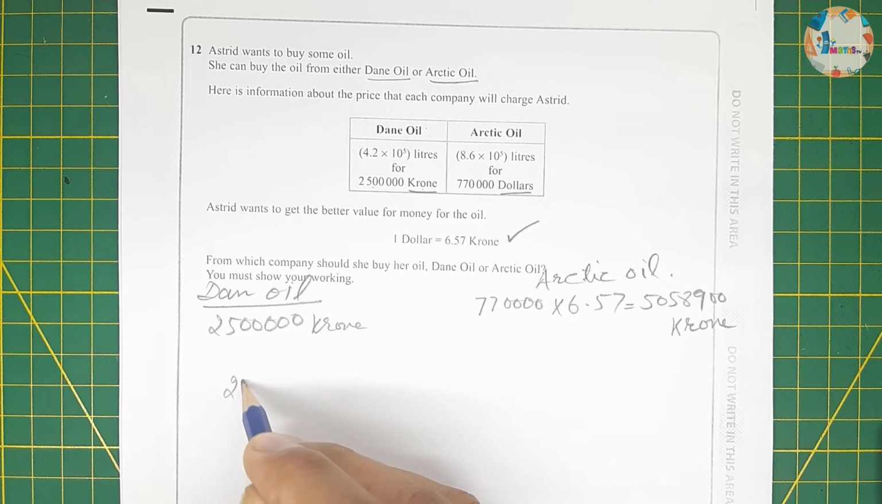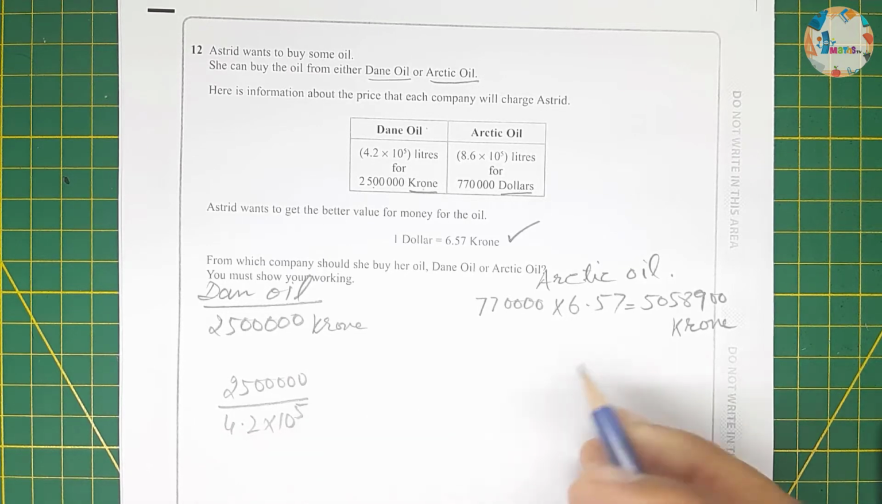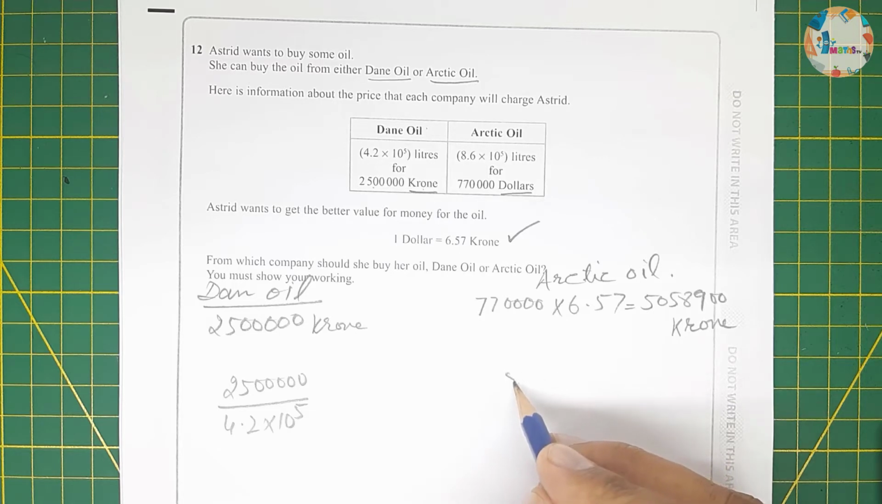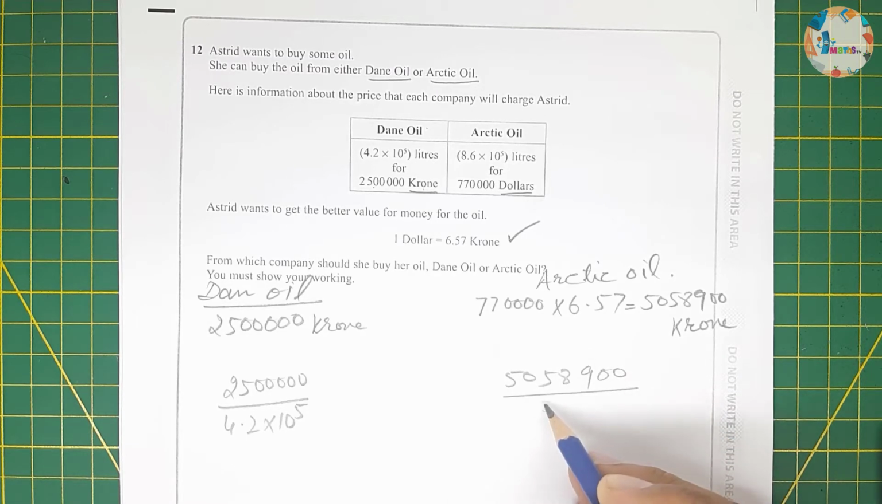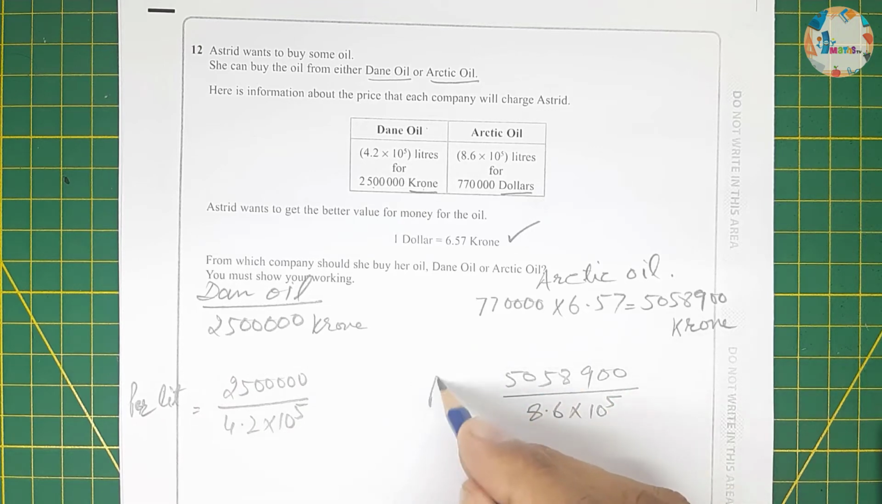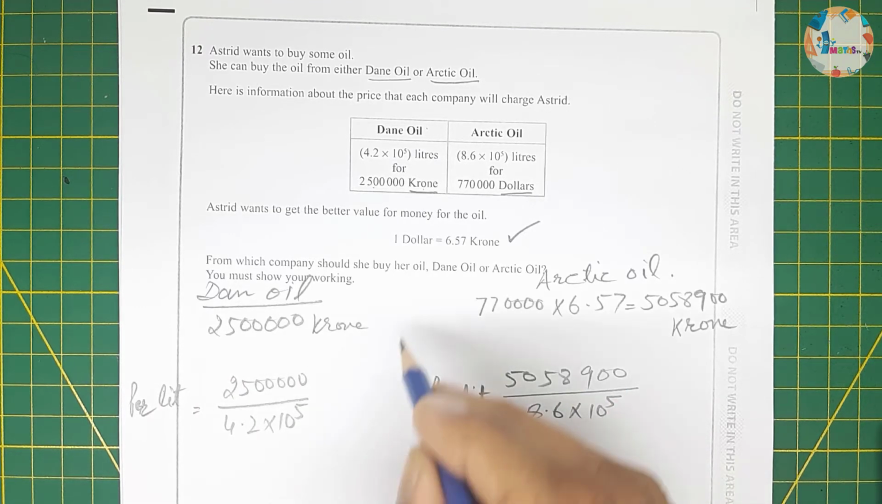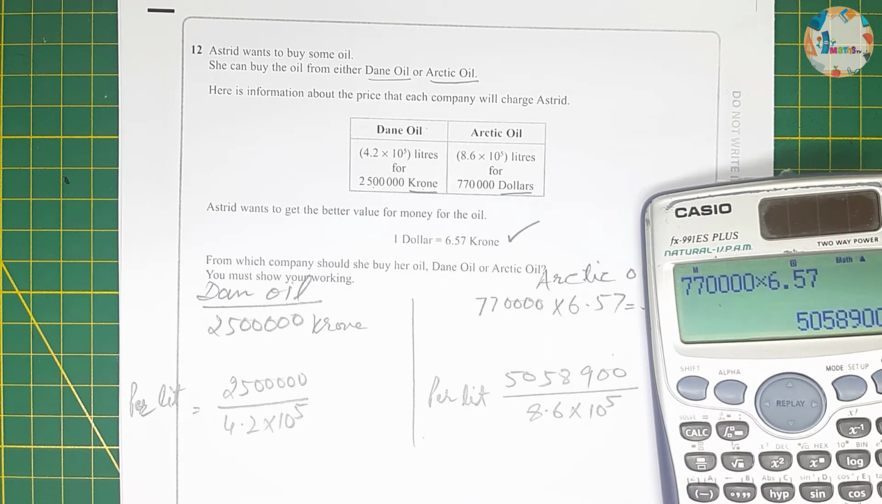So we can divide this, 5, 1, 2, 3, 4, 5 zeros, divided by 4.2 into 10 raised to power 5, and this will be 5058900, divided by this many liters, 8.6 into 10 raised to power 5. So we can write here per liter, this one and this one also per liter. We can calculate this. Now we will be calculating this one, 5058900.